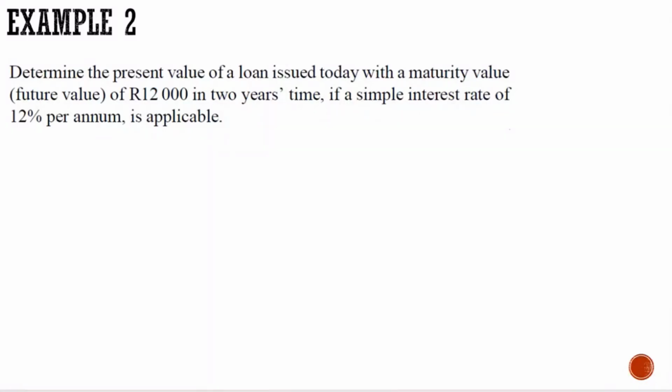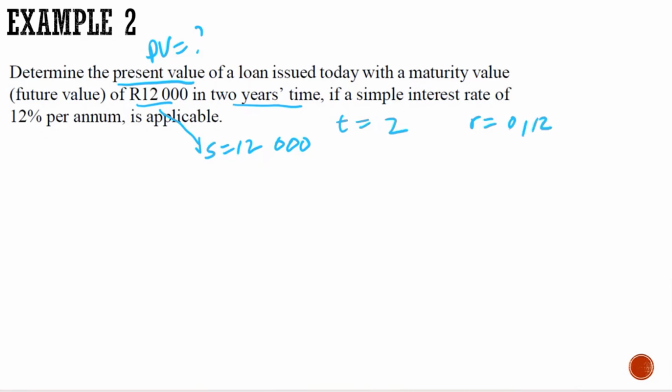Here you are asked to calculate the present value. So now we are going to break this thing down. We need to calculate the present value of a loan issued today with its maturity value, that is the future value of P. That means we are looking for S. Our S is equal to 12,000. We are given a future value here in 2 years' time. So the time T is equal to 2, if the simple interest rate is 12%. So the simple interest rate here is equal to 12%. So now you've got your 12% there.